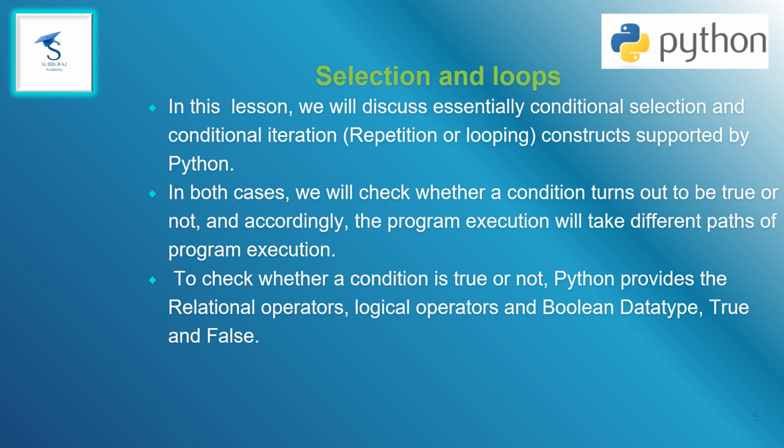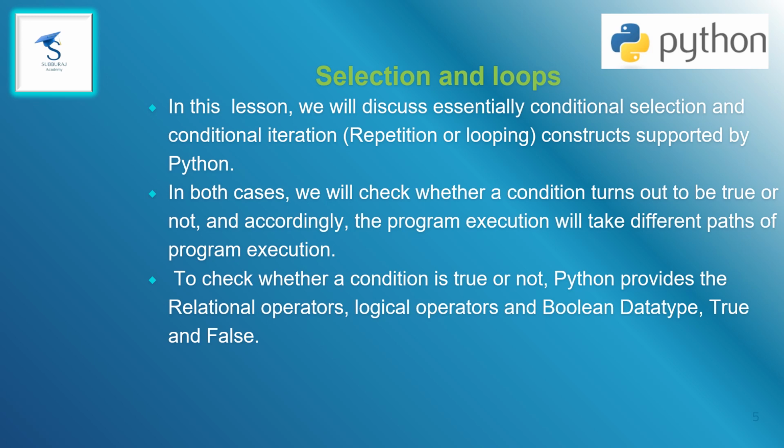Basically, selection means conditional selection. Suppose you are carrying out programming, you reach a point, and depending on a condition, you have to select one or two or three segments of the program. That is conditional selection. We will reserve conditional iteration for the next session.